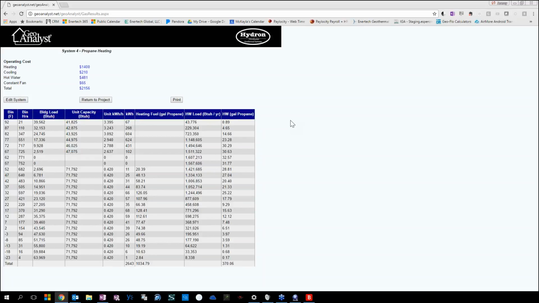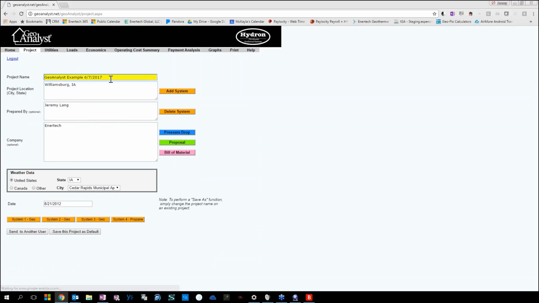So we calculate this and we see that the operating cost on the propane system is actually $2,156. And again, we see some bin data from that system. So now I can go into the economics page.